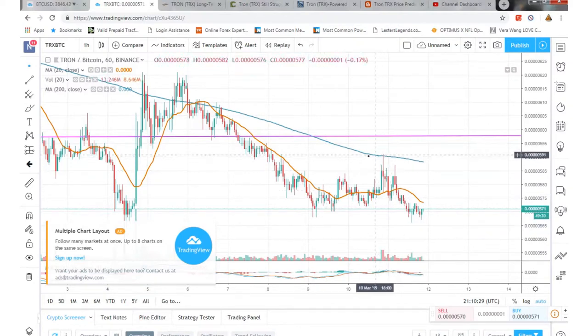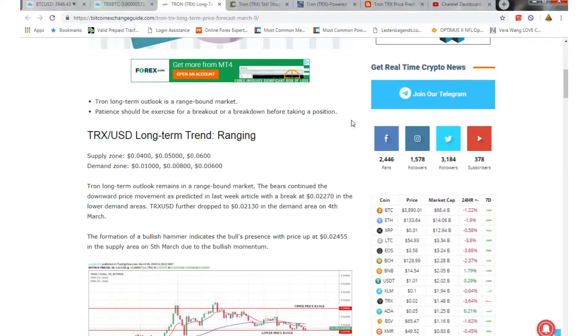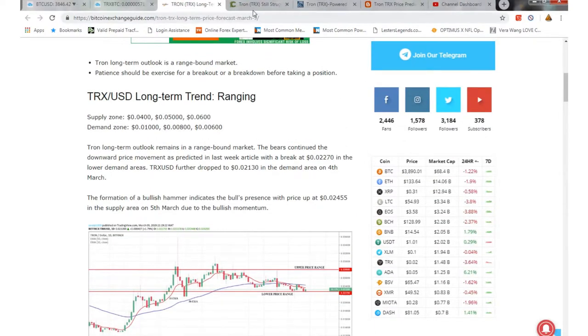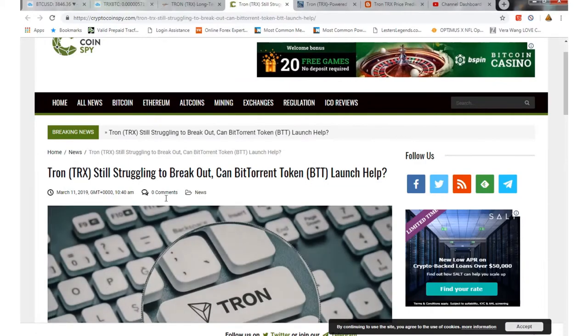Again, not much for breaking out. It's just up and down, so no really big breakout since the beginning back in January, which is unfortunate. So TRON long-term trend range, like I said, the supply zones, 4 cents, 5 cents, 6 cents. Demand zone is right around 1 cent or a little bit less, and then about half a cent almost. So that's just the supply and demand zone on that. So TRON, like I said, still struggling to break out.